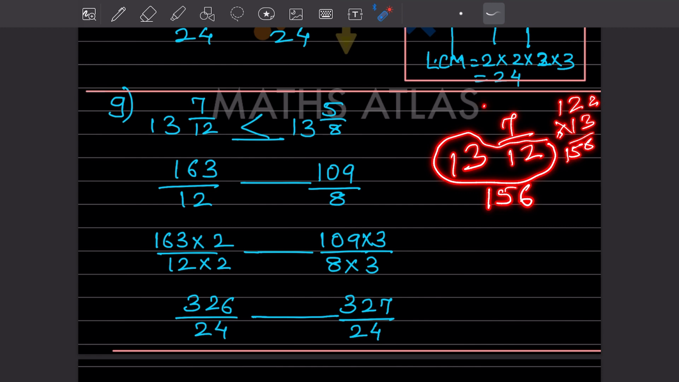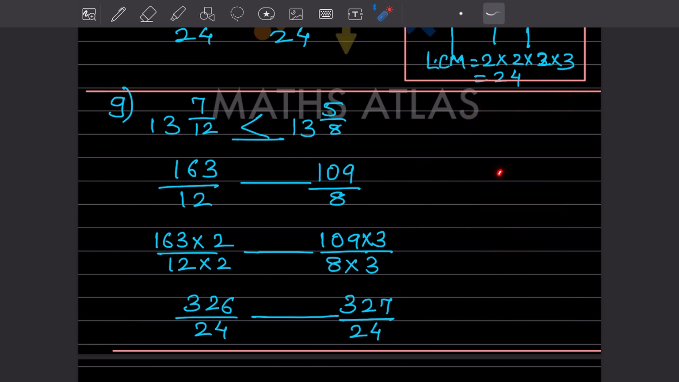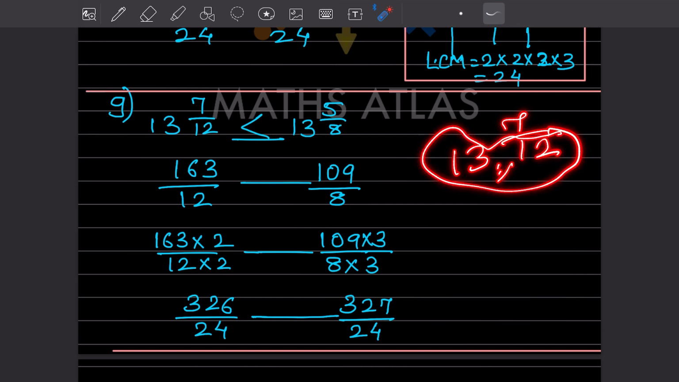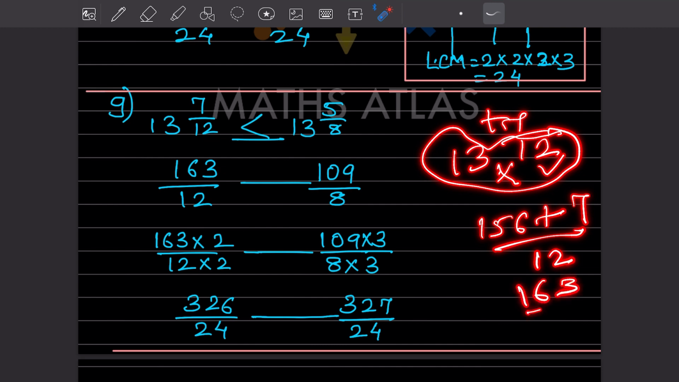And what are you going to do? You are going to add the numerator to 156, and the denominator is going to be 12. You multiply the whole number by the denominator, then whatever answer you get, you add the numerator to it, and the denominator you write as it is. So this will be 163 divided by 12. Okay, so this is what you got.